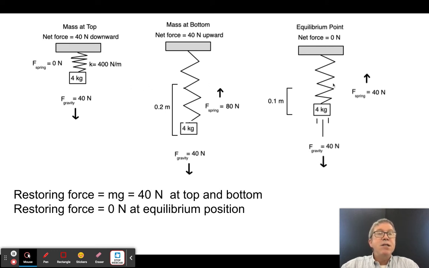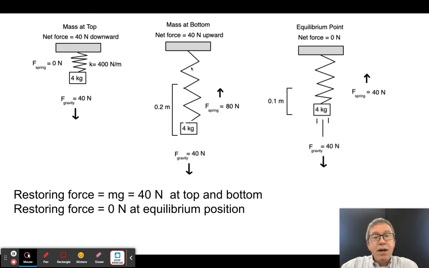Now, as it's passing through equilibrium on its way up or on its way down, what's going to happen is I have 40 newtons of spring force when I stretch it this far. I have 40 newtons of gravitational force. So I end up with zero net force and zero acceleration of this object, even though it's in motion.